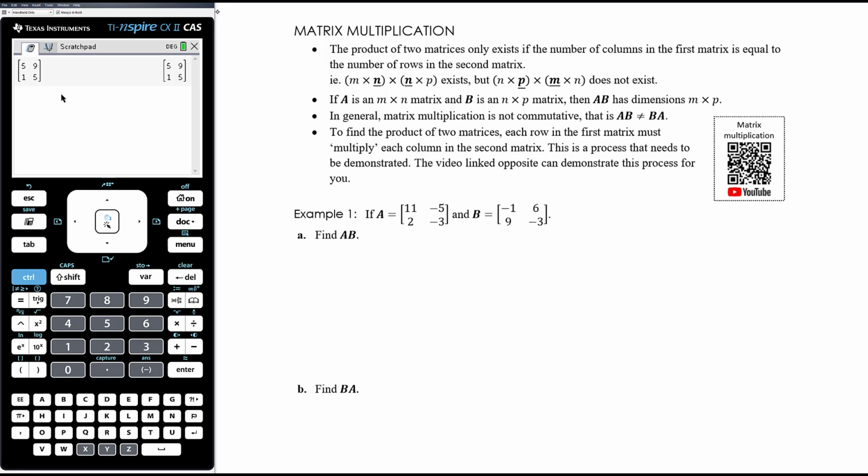Third dot point there, in general, matrix multiplication is not commutative, so that is that A times B is not the same as B times A. So we need to be a bit careful about matrix arithmetic. It differs from numerical arithmetic in a number of ways. And we actually saw that here.